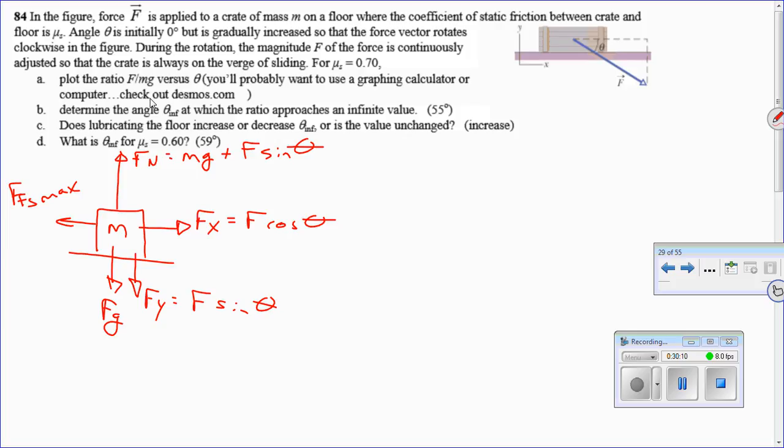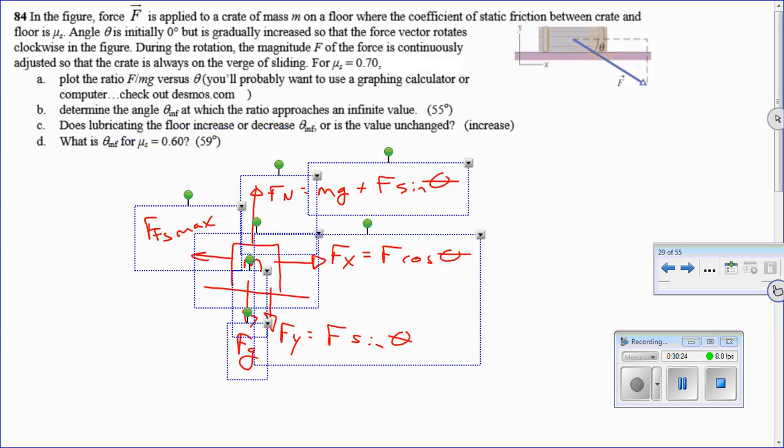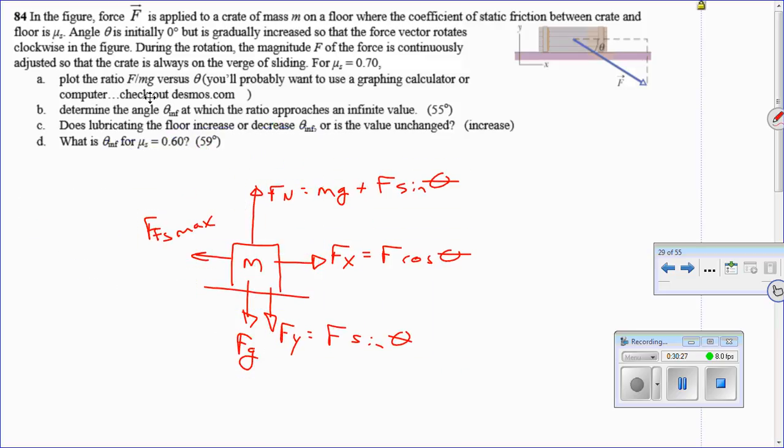Well, that maximum friction is... There it goes. Okay. So this should be my coefficient times my normal force. That's mu s times mg plus F sine theta, right? So is everybody good? Notice I was able to put together my free body diagram even though we don't know any numbers, right?